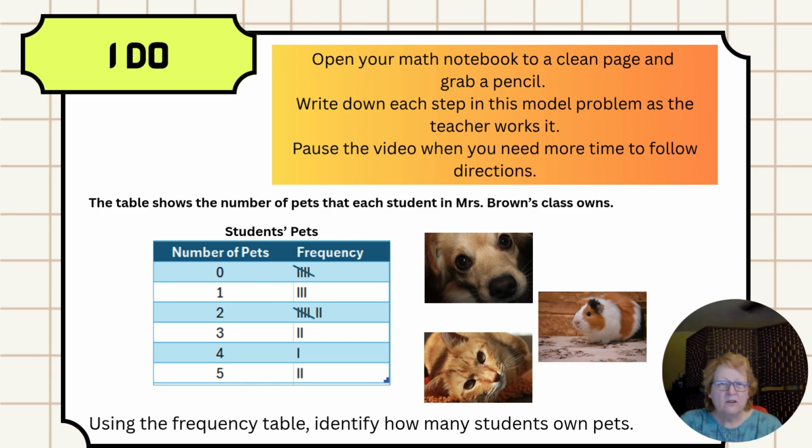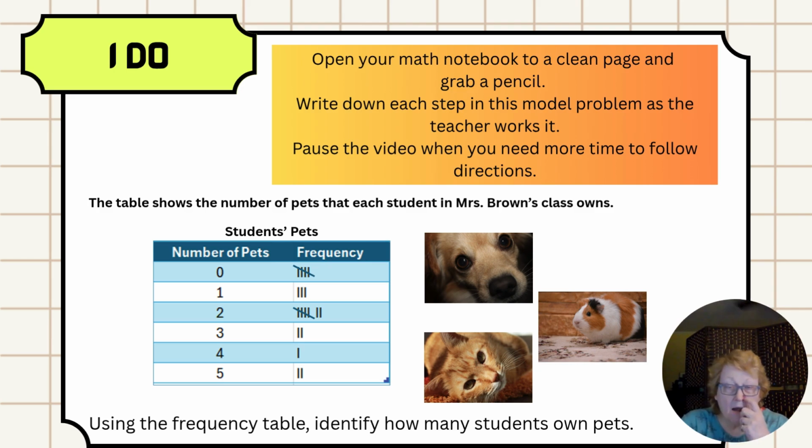All right, let's take a look at our first problem here. It says the table shows the number of pets that each student in Mrs. Brown's class owns. So take a look at the table. The table has a title that says students' pets. And you have two columns.